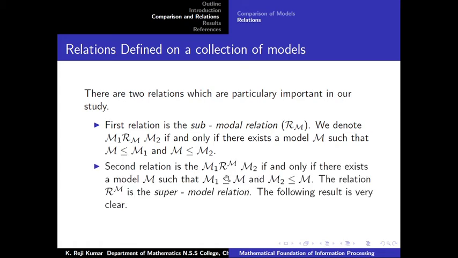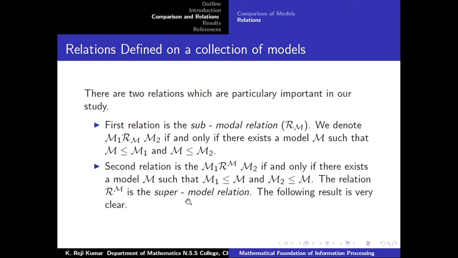Now we are going to define the supermodel relation, which will be denoted by R superscript M with respect to the presence of a model M. It is defined as M1 R superscript M of M2 if and only if there exists a model M such that M1 less than or equal to M and M2 less than or equal to M. That means the first model and second model are both submodels of the same model M. Then we say that they are related using the supermodel M. So it's a kind of supermodel relation.